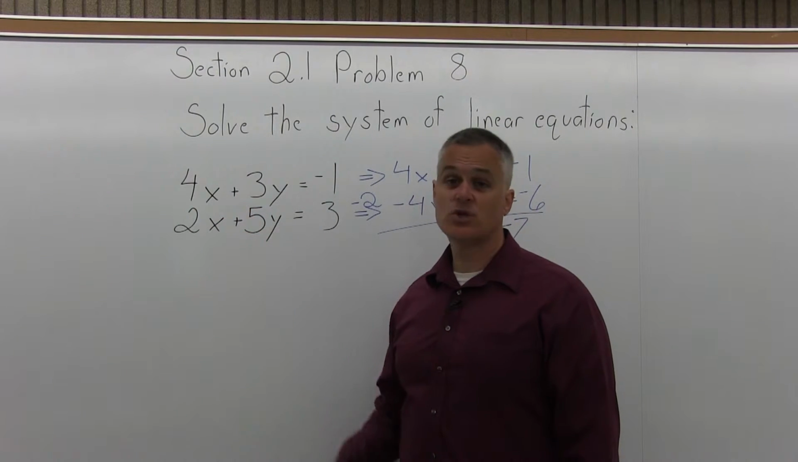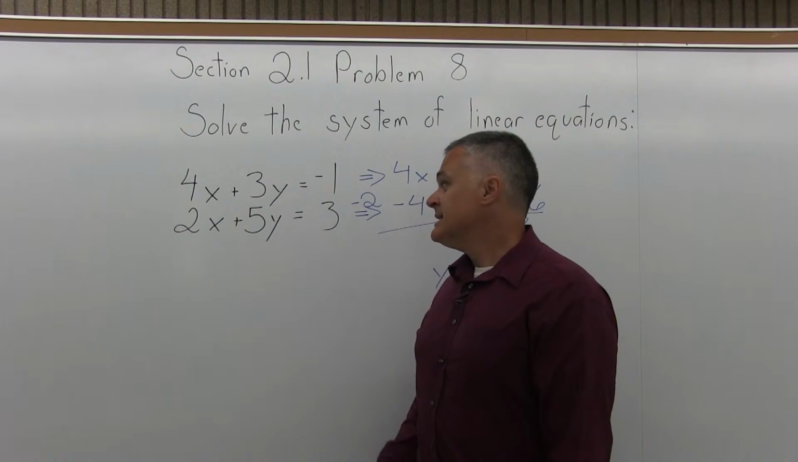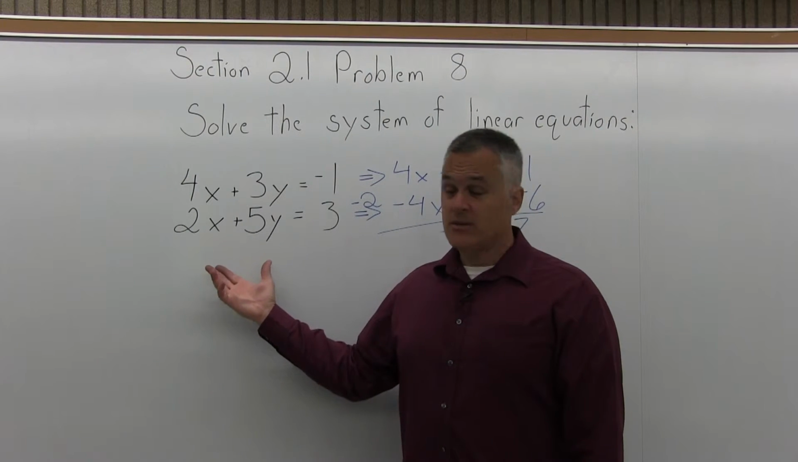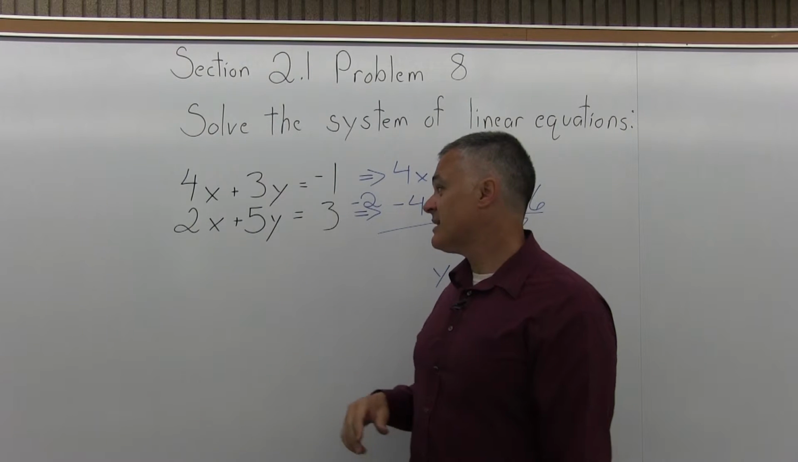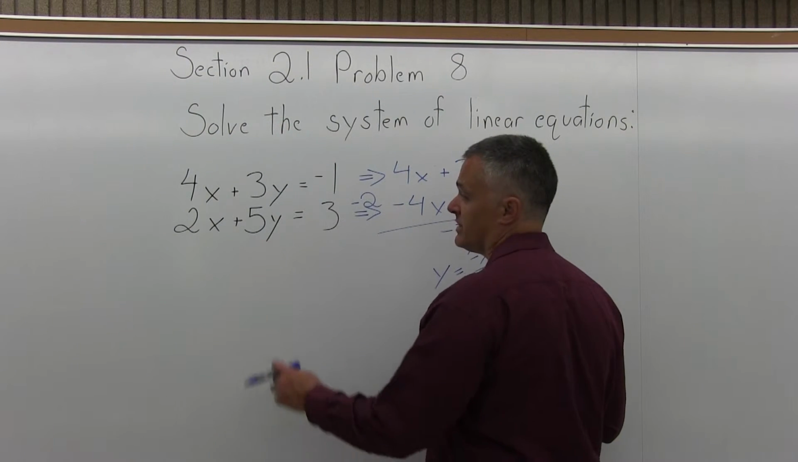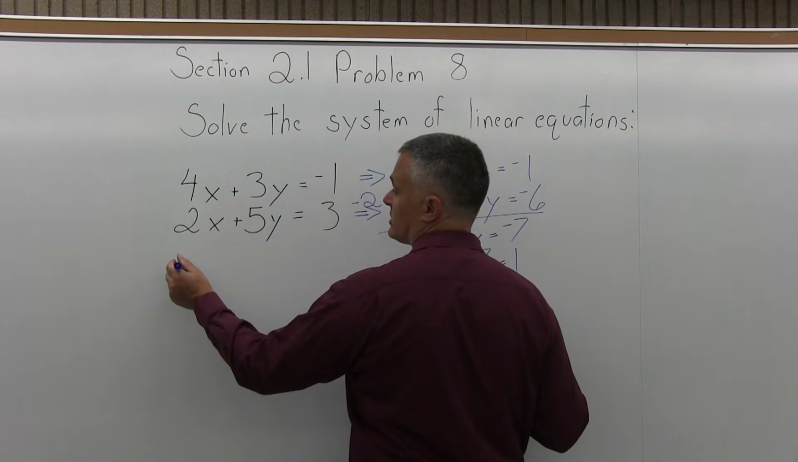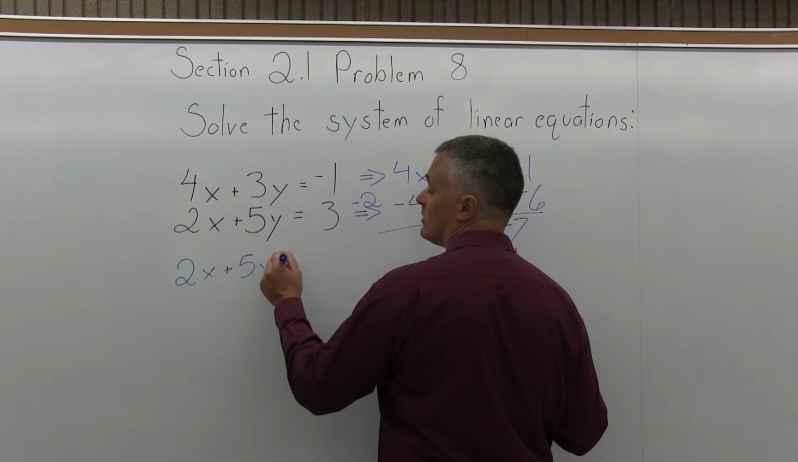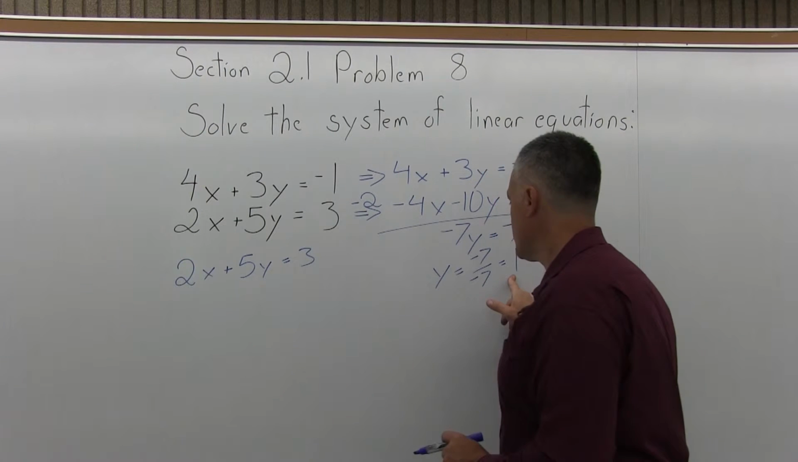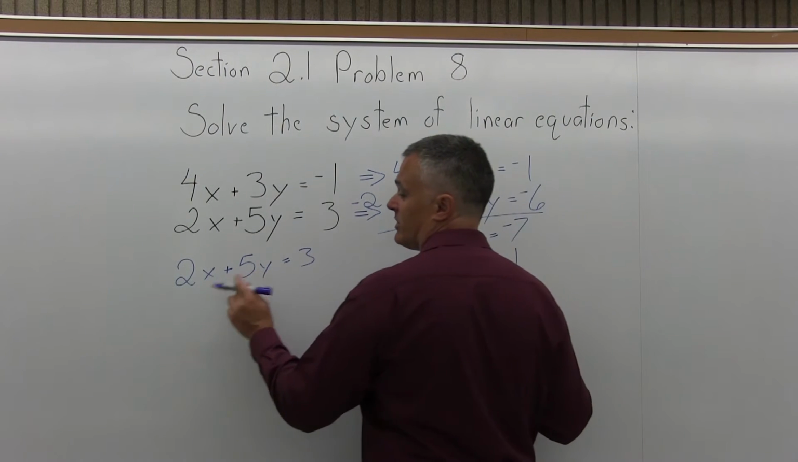Step 4 is take the answer from step 3 and plug it into either of the original equations to solve for the other variable. You can pick whichever one is easier. It's going to give you the same answer either way. And in this case, it's really the same amount of work. So for no particular reason, I'll pick the bottom equation of 2x plus 5y equals 3. I'll take my solution of y equals 1 and put it in for y.